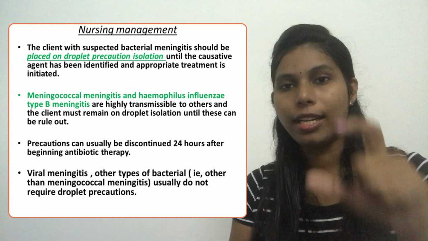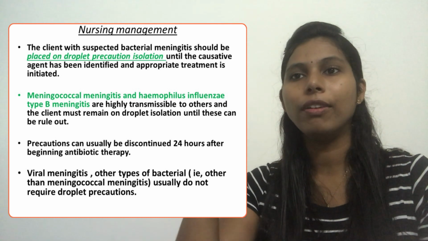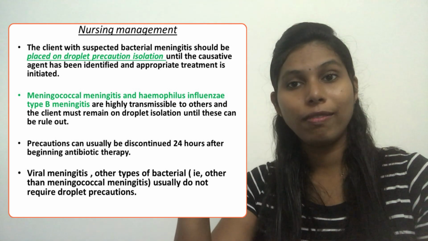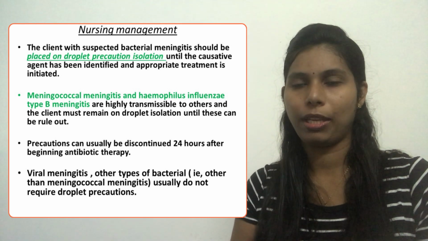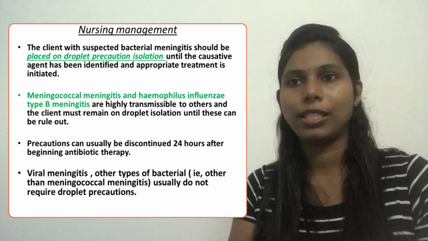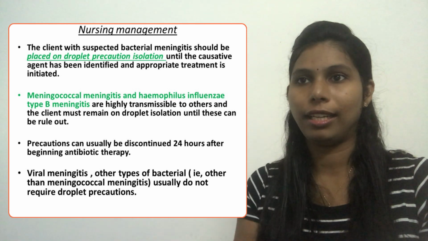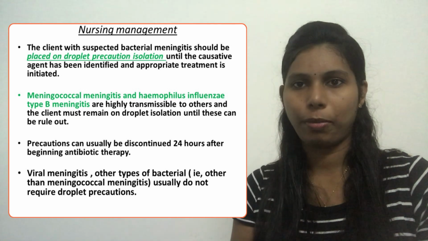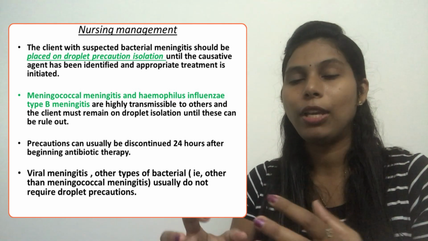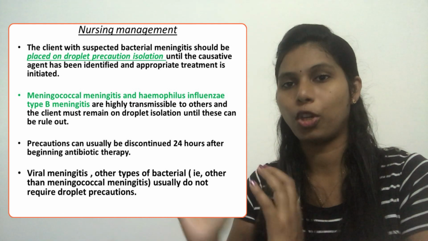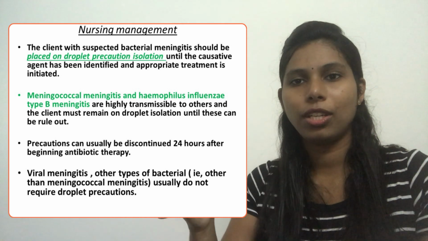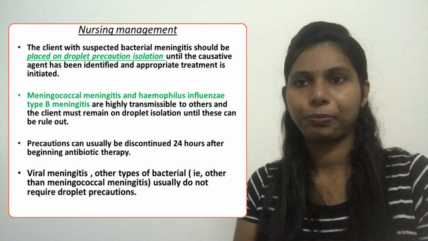Then when can we discontinue this droplet precaution? Precautions can usually be discontinued 24 hours after beginning the antibiotic therapy. That is very important: 24 hours after beginning the antibiotic therapy. Viral meningitis or other types of bacterial meningitis, other than meningococcal meningitis, usually do not require droplet precaution. But at the initial time we don't know whether it is meningococcal, so all clients who are suspected will start on droplet precaution. Then we'll start antibiotic therapy, find out everything, and differentiate based on the findings.